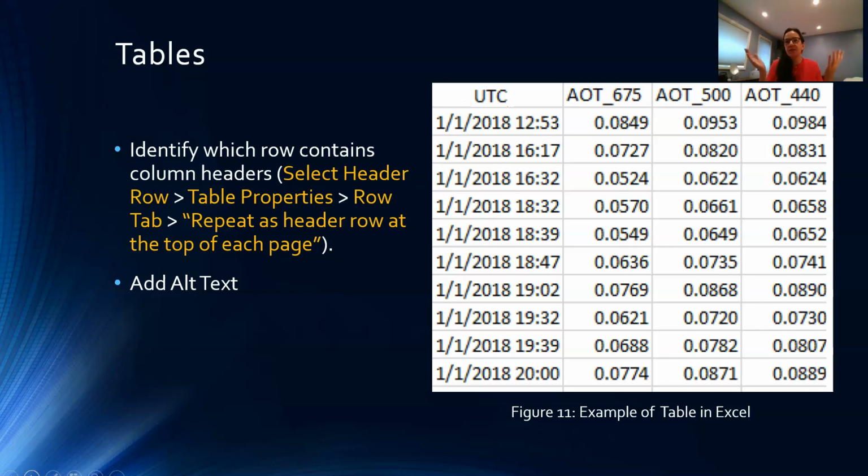That way the person will know, okay, that belongs to that specific category. Otherwise, imagine the screen reader just reading all the values in a row without knowing which one belongs to what. That would be chaos. So that's why it's very important to identify the column headers on a table. And also it's important to add alternative text to tables. So you can also add a clear short description of the table as a whole that will provide a quick idea of what the table is about.